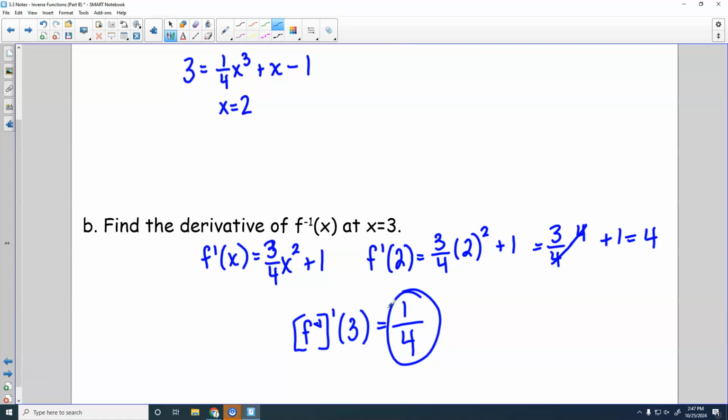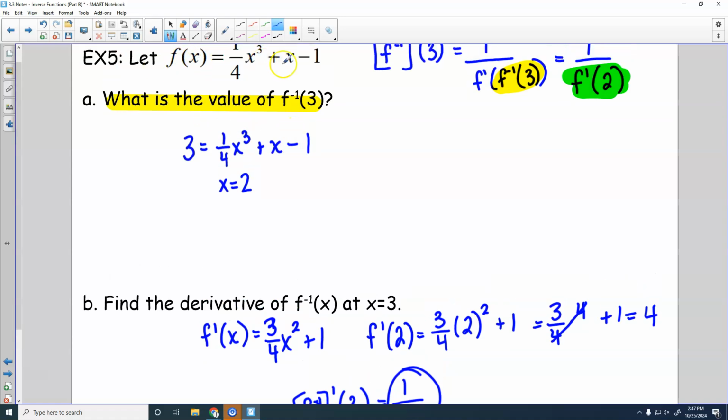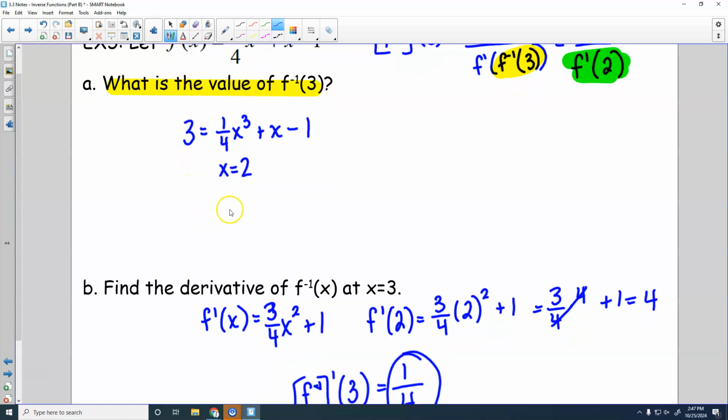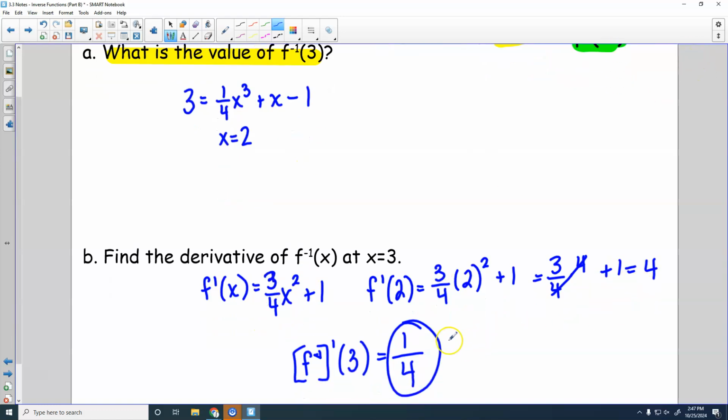Most of the ones you're going to have for your assignment are going to be like this. You're going to have an equation, and they're going to ask for F inverse prime of something. So your steps would be: you need to find the inverse first. To do that, you plug in for the y and solve. Then you find F prime of that value, and your answer will be 1 over whatever you get there.